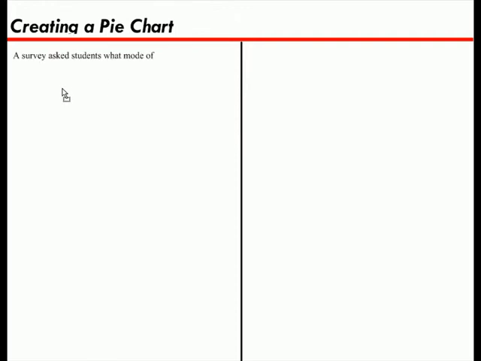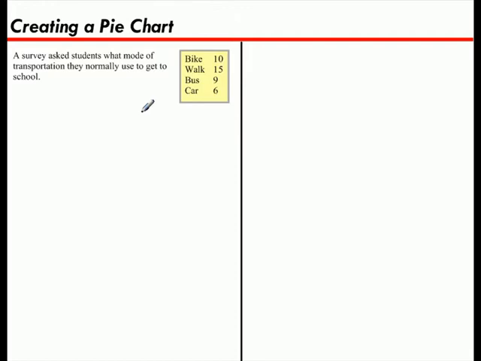A survey asks students what mode of transportation they normally use to get to school. And the survey looks like this. You can see 10 students said they bike to school, 15 said they walk to school, 9 take the bus, and 6 are lucky enough to have a car to go to school. Create a pie chart to display the data.